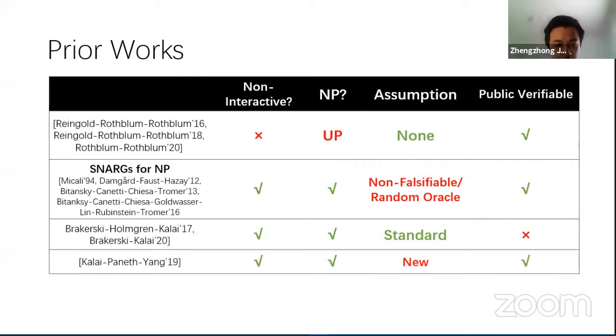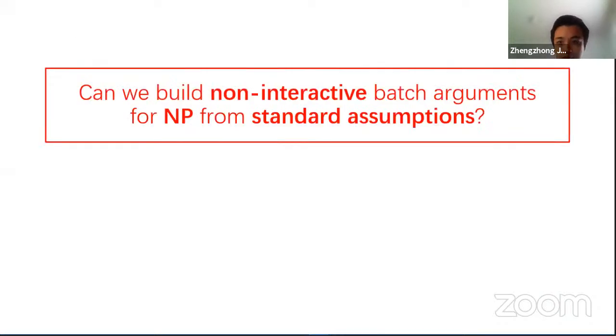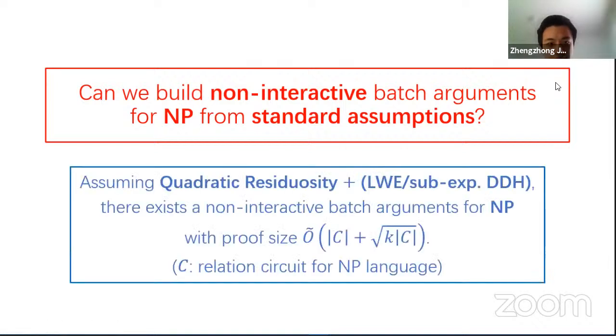And more recently, by the work of Kalai et al., they built non-interactive batch argument in the publicly verifiable setting, but their assumption is a new assumption from bilinear maps. So in this work, we try to understand, can we build non-interactive batch arguments for NP from standard assumptions? And in this work, we answer this question positively.